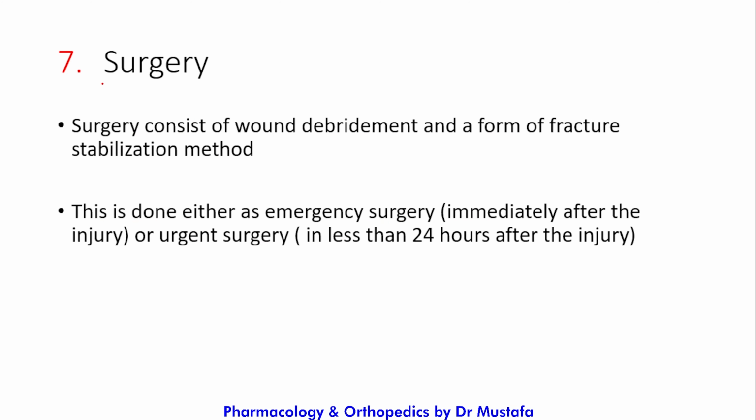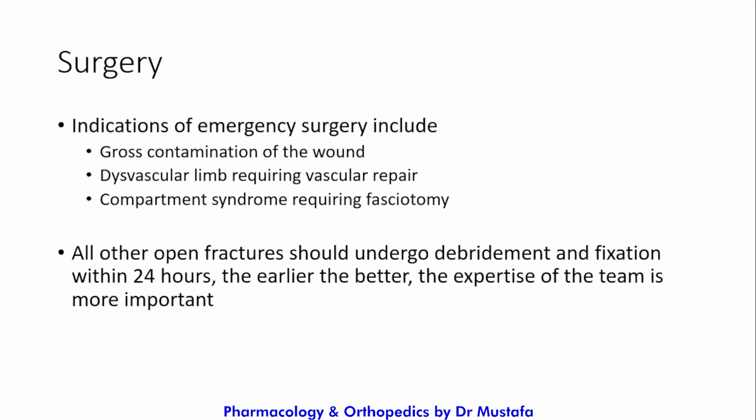And the final part is the surgery part. The surgery of the open fractures consists of wound debridement and a form of fracture stabilization method. And this is done either as emergency surgery immediately after the injury or urgent surgery in less than 24 hours after the injury. So, indications of emergency surgery. The emergency, again, meaning that when you finish those steps before, you immediately take the patient to the operating room.